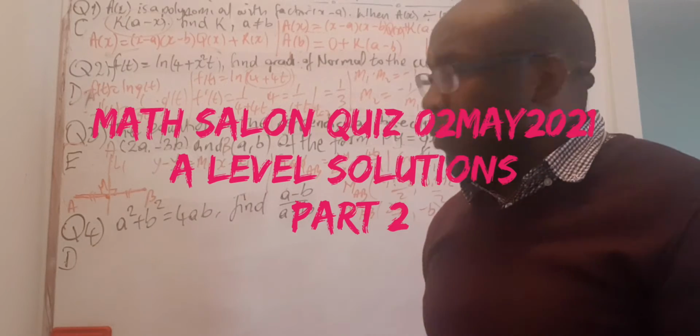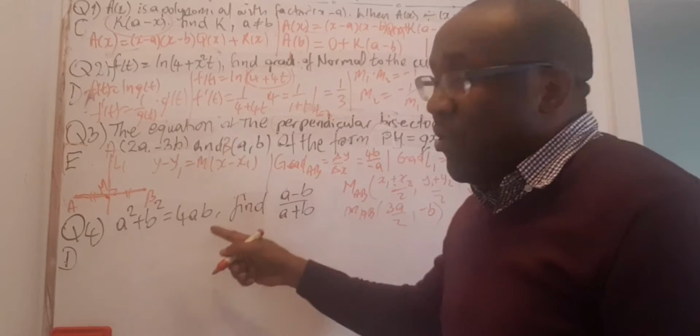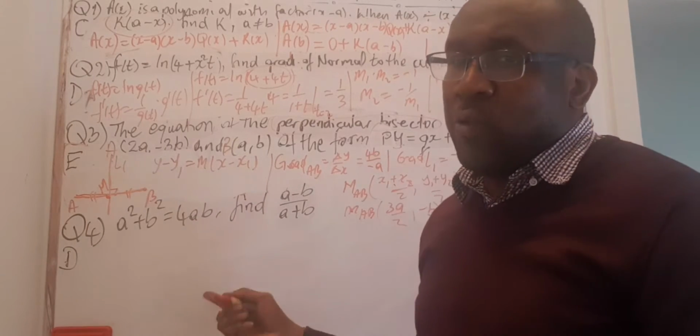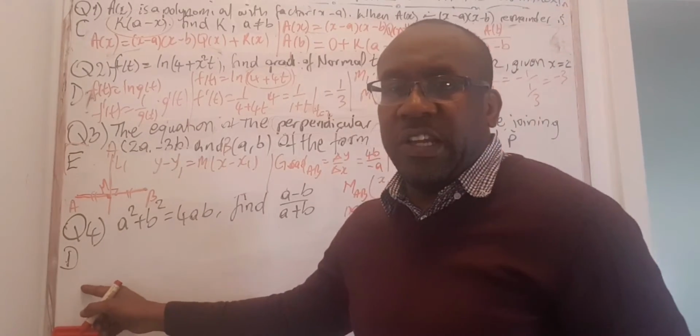to the quadruple of their product, find A minus B divided by A plus B. This equation I already solved in previous videos. I will not do it anymore. Please just check back. Thanks for understanding. But the answer was D here.